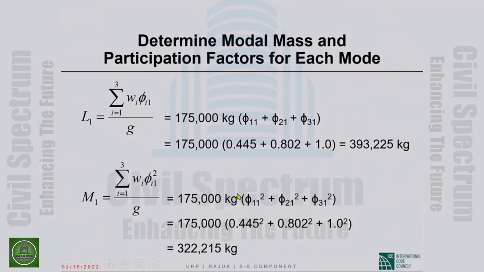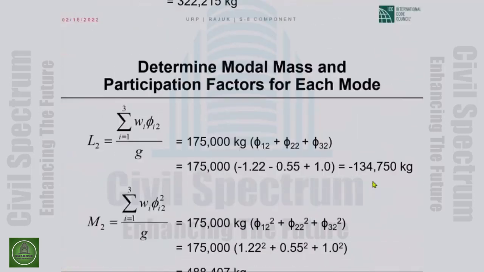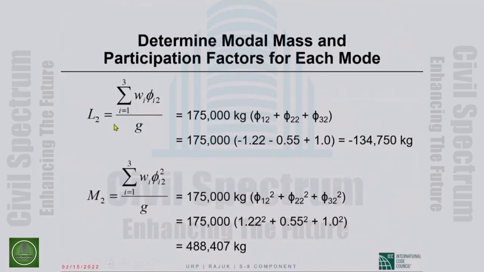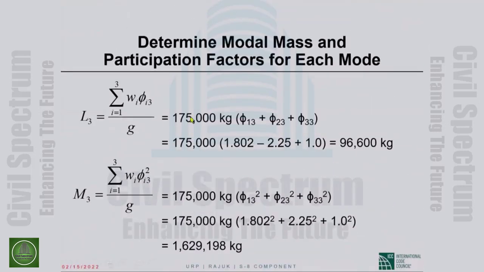And the modal mass is P11 squared plus P21 squared plus P31 squared. That comes to 322 million kilograms. For the second mode, it is the second mode shape, and the second mode shape was determined. Those are the numbers. So this is our L for the second mode. This is our M for the second mode. This is negative 135 million. This is positive 488 million. For the third mode, this is the third mode shape, the third mode shape squared. This number comes to 96,600, and that number to a big number.